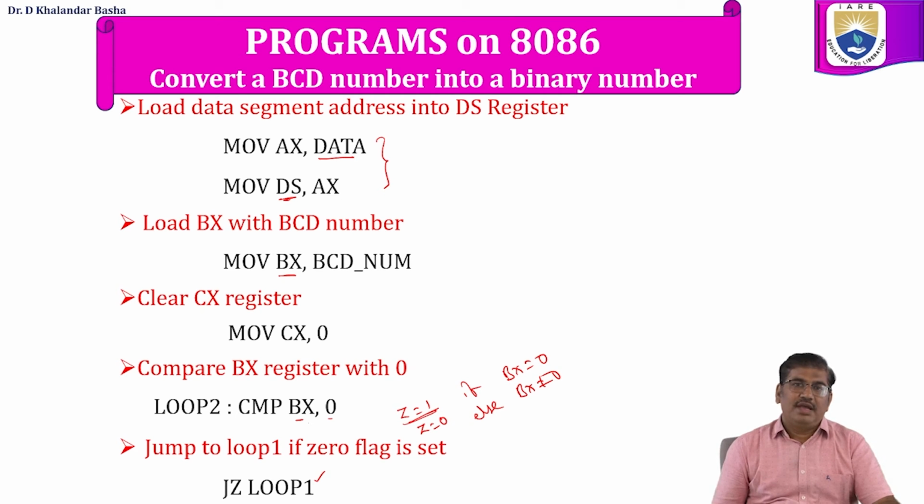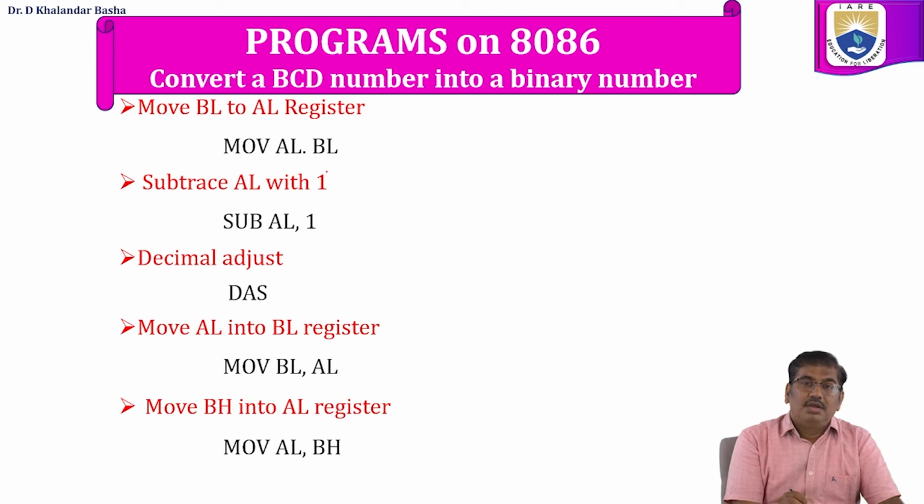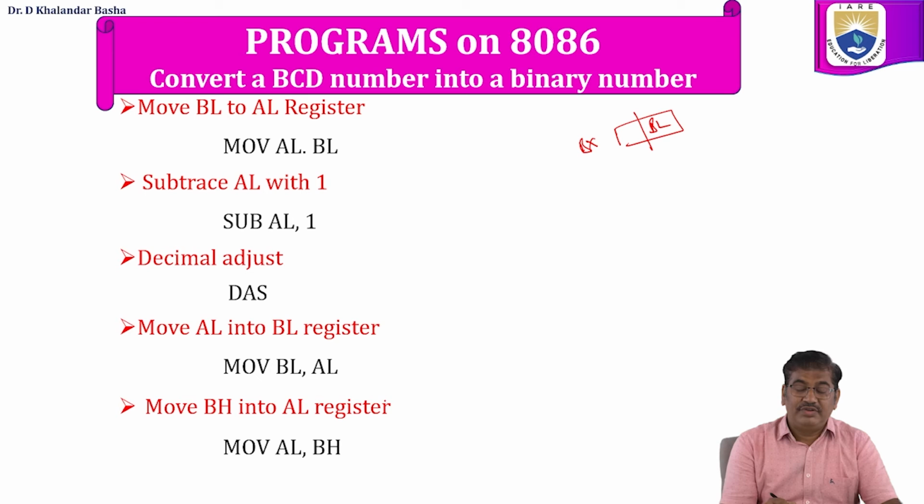So if the BX register, which is nothing but the BCD number, is not equivalent to 0, now we will see the conversion. First we will fetch the lower 8 bits of the BX register, which are in the BL register, and load them into the AL register. So now AL will have the lower bits of the BCD number. Now we will subtract 1 from AL.